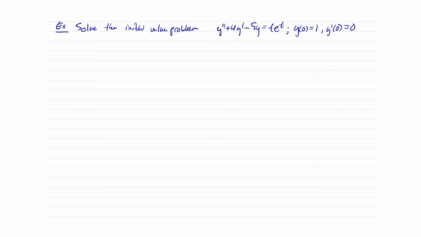Okay, so what do we do? Well, we take a Laplace transform on both sides. So that's going to give me s squared times big Y minus s y of 0 minus y prime of 0, plus 4 times s times big Y minus y of 0. And then we have minus 5 times big Y. Now on the other side, we have the Laplace transform of t e to the t.